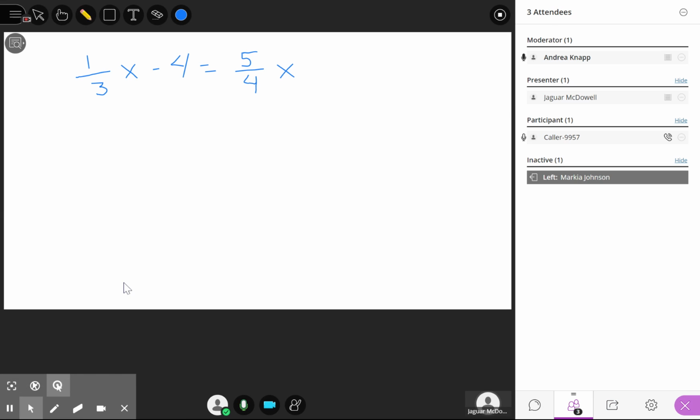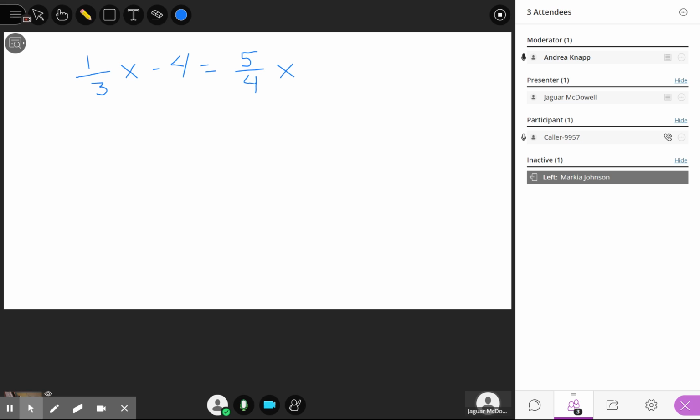Okay, so we're going to solve 1/3 x minus 4 equals 5/4 x. Now I see that we have an x term on both sides of the equation, and to win at this game, to get an equation solved, we need to get x by itself on just one side of the equation. So we want to collect our like terms.